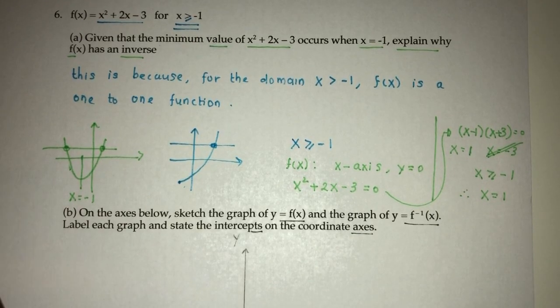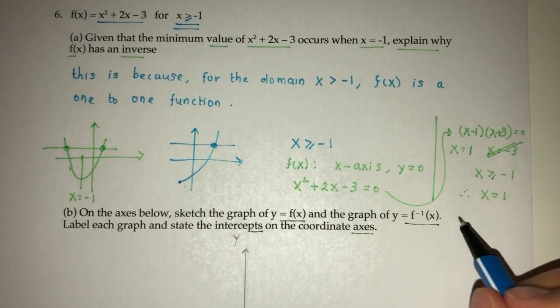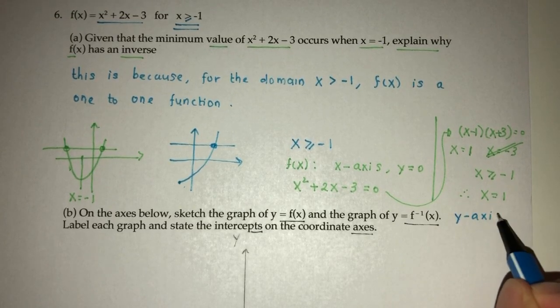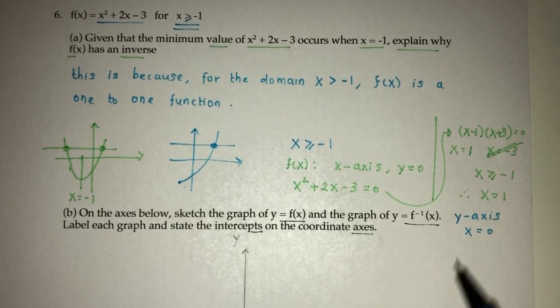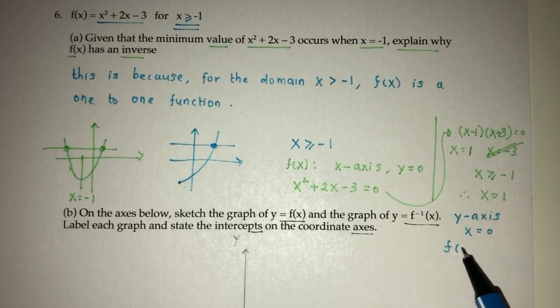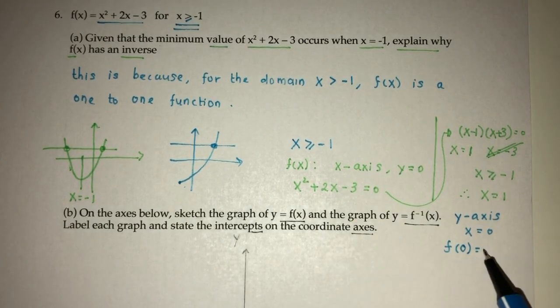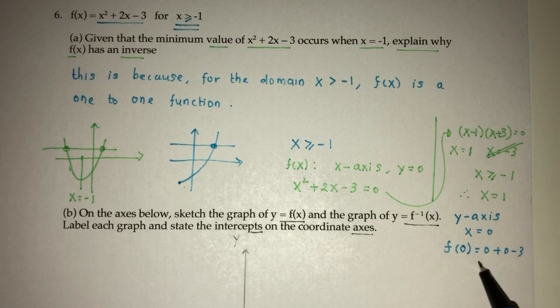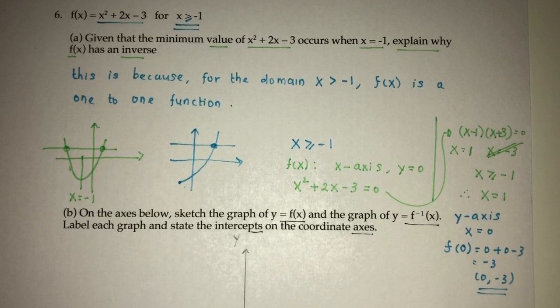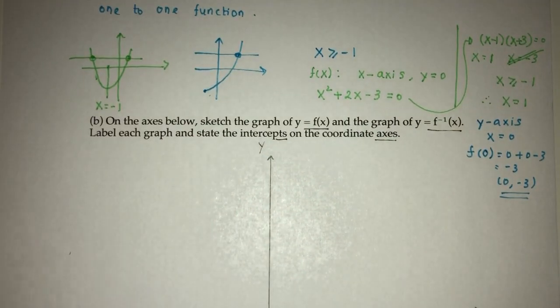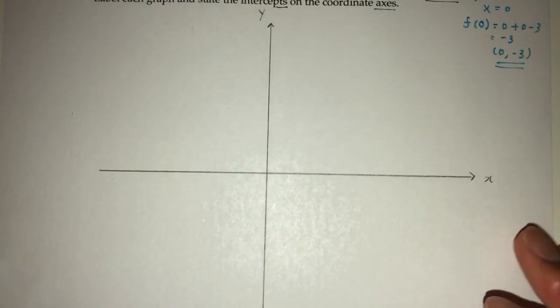Now let's find the value on the y-axis. On the y-axis, x is 0. So let's find the value. f of 0 will be 0 plus 0 minus 3, that will be minus 3. That will be your value on the y-axis. Okay, so let's do that for the first one. Here you can see it is only a sketch, so it doesn't need to be exact. It can just roughly be some values.